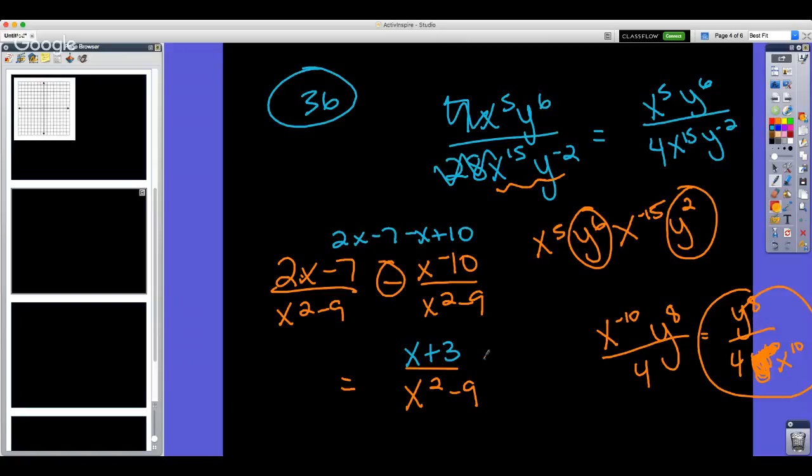Now, do you see something weird about this one? Now you got to do the perfect square of 9, right? Which would be what? X plus 3, x minus 3. Good, because of the minus in the middle, right? Yeah, that's the difference of two squares.